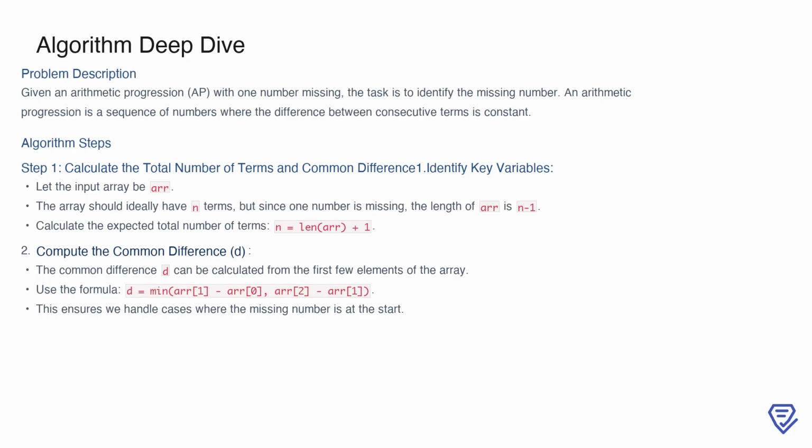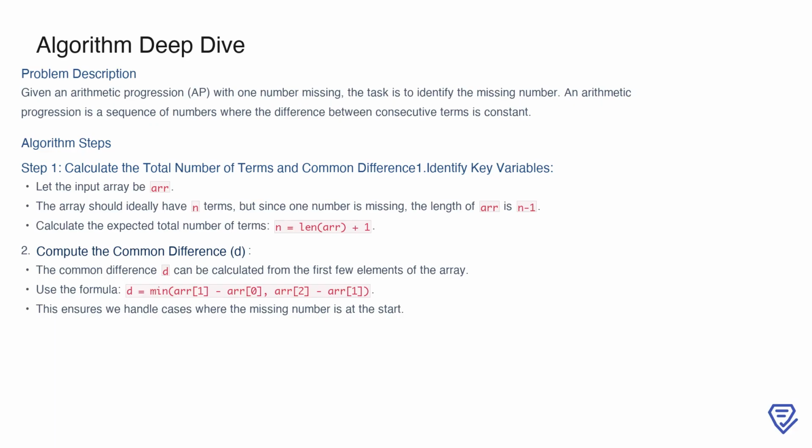Let's start by identifying the key variables. Suppose the input is an array ARR that contains the sequence with one missing number. The length of this array will be one less than the expected length of the complete sequence. So we calculate the total number of terms, denoted as n, using the formula n = len(ARR) + 1. Next, we compute the common difference d. This can be determined by looking at the difference between the first few elements of the array. Specifically, we use the formula d = min(ARR[1] - ARR[0], ARR[2] - ARR[1]).